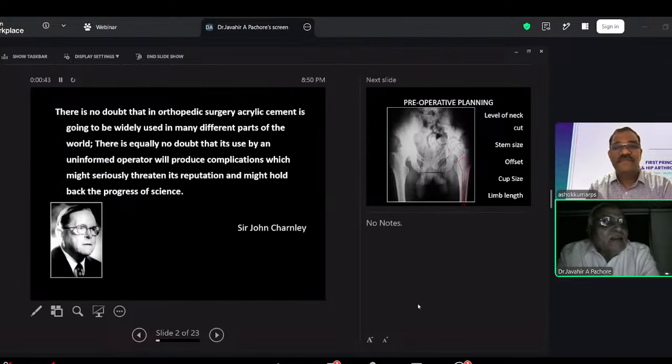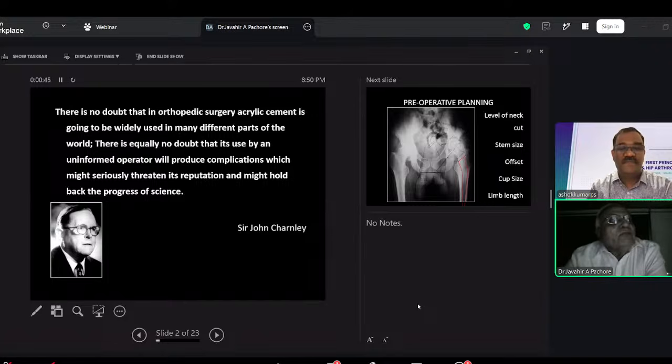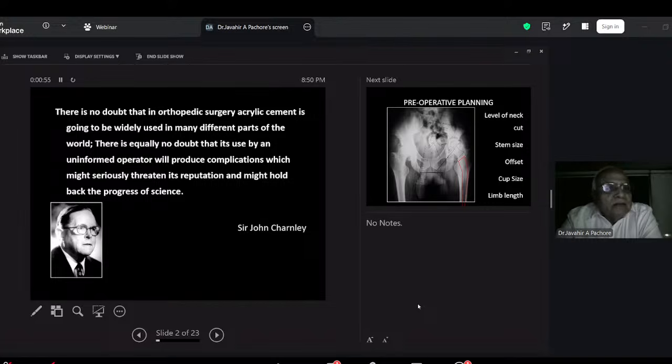This is a very important slide and the statement of John Charnley before he died. Just see, there is no doubt that in orthopedic surgery, acrylic cement is going to be widely used in many different parts of the world. There is equally no doubt that its use by uninformed operators will produce complications which might seriously threaten its reputation and might hold back the progress of the science. And we have actually lost the forgotten art of the cemented hip arthroplasty.